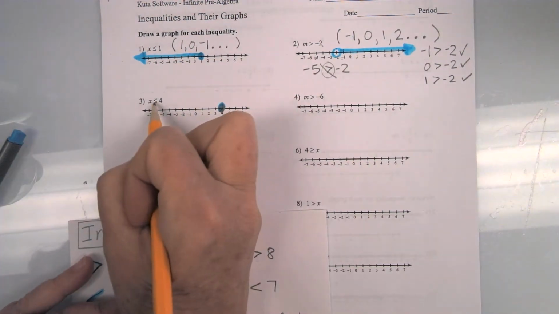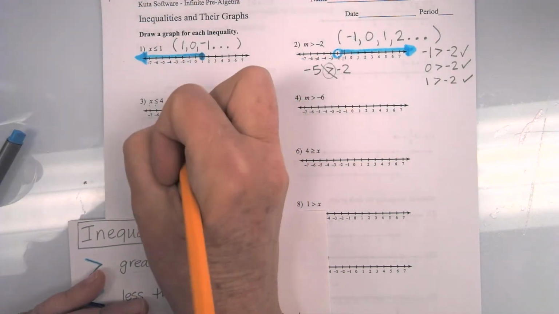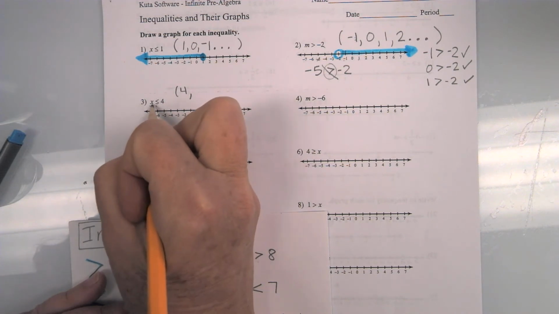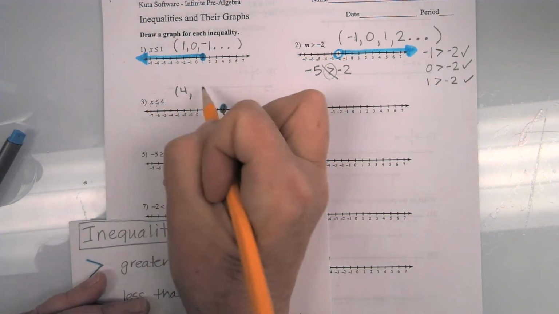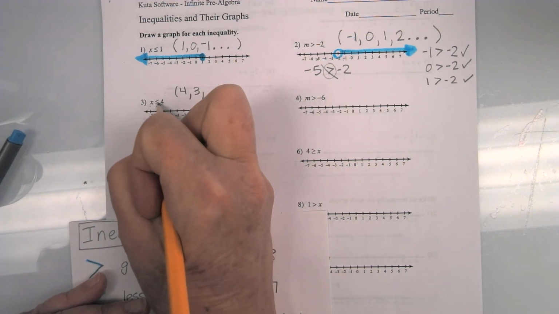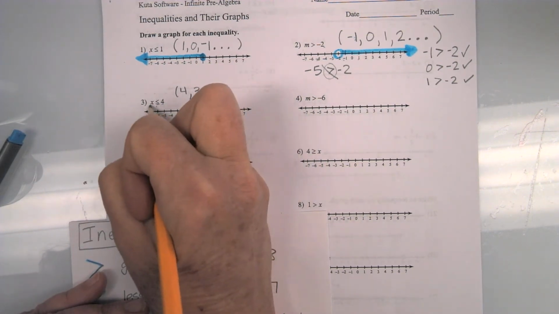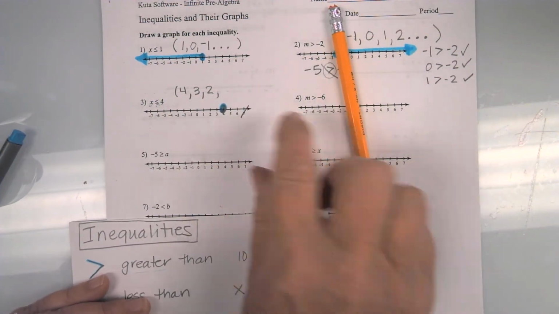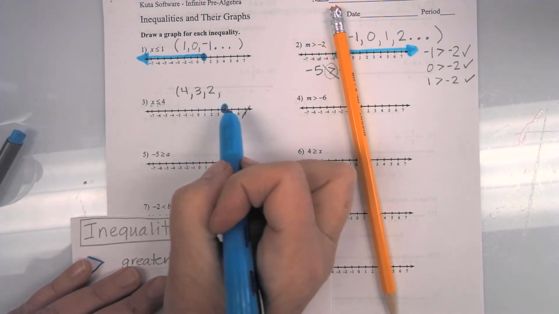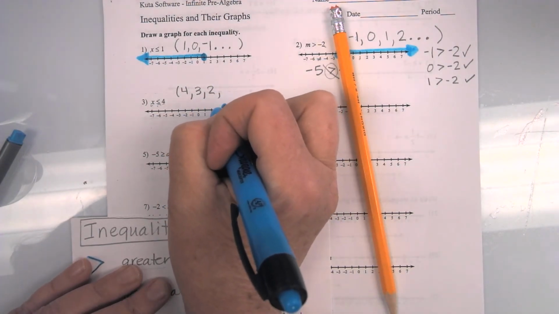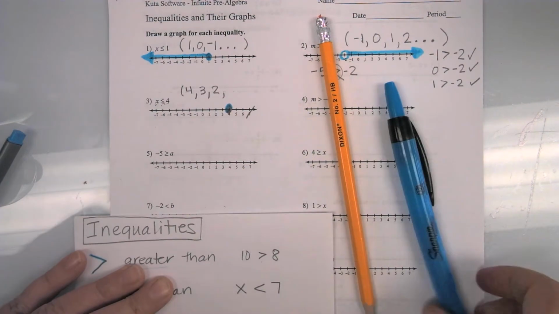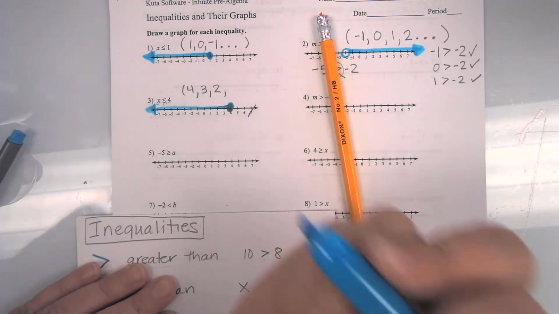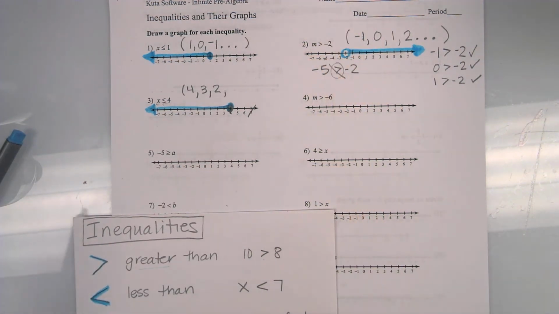Now I have to think about what number can also go in for x. Notice I can have 4. Now, can I put 3 in? 3 is less than 4. Does that make sense? Yes, it does. Can I put 2 in? Yes. Can I put 7? 7 is less than 4? No, 7 does not work, so I'm not going to use that one. Notice that all of my numbers, 4, 3, 2, 1, 0, they all go to the left. So that's how I graph x is less than or equal to 4.